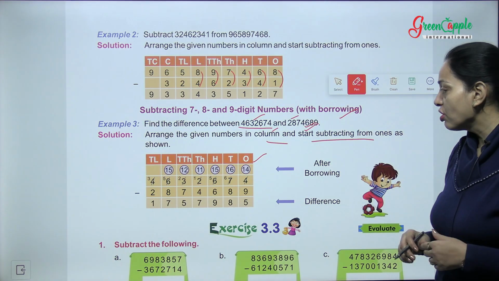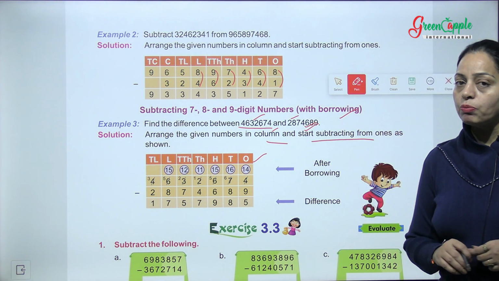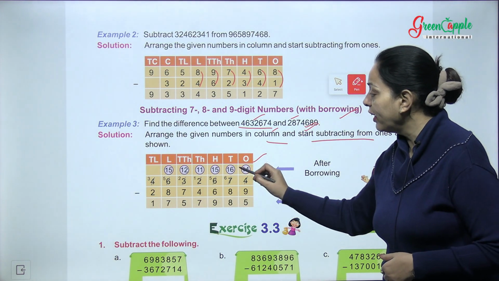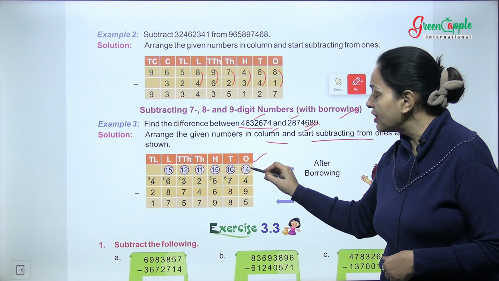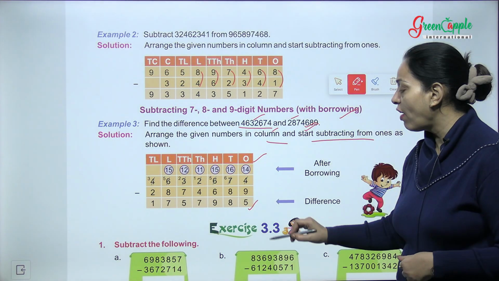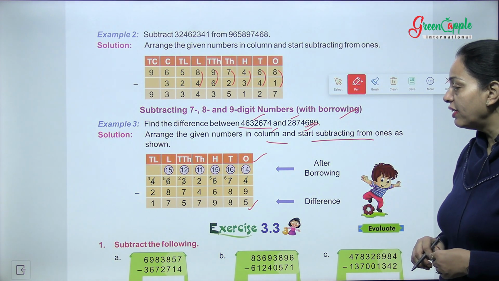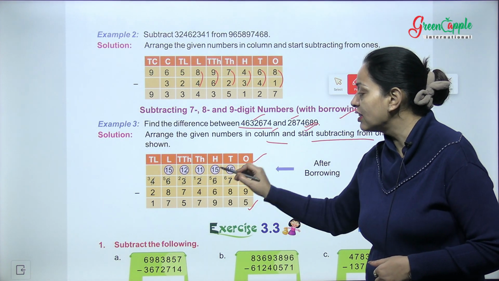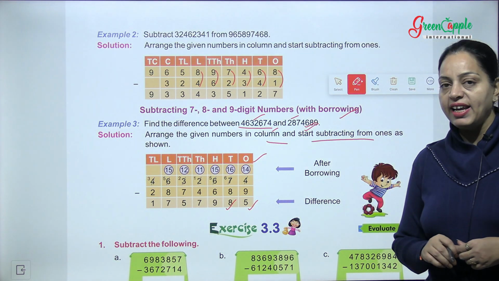So we will do subtraction. See the ones digit: 4 minus 9 is not possible because 4 is smaller than 9. So we will borrow from the tens. This is 7, so this becomes 6 and this is now 14. So 14 minus 9, this is 5. Now 6 minus 8 not possible, we will borrow from the hundreds digit. This is 6, so now this becomes 16 and this becomes 5. So 16 minus 8, this is 8.